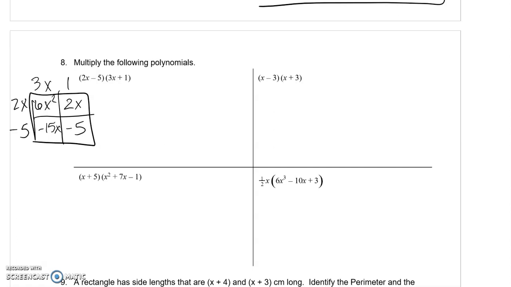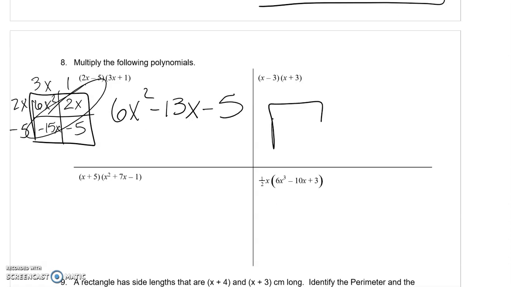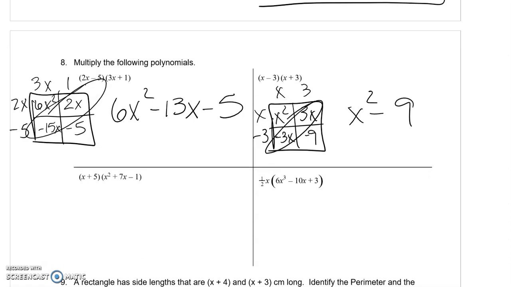Now we're adding all these things together, so combine your like terms to get 6x squared minus 13x. That's where we combined our like terms. Minus 5. I'm going to do the next one a little bit quicker here. Same idea. So check out those, and when I combine the like terms, which actually cancel, we get x squared minus 9.